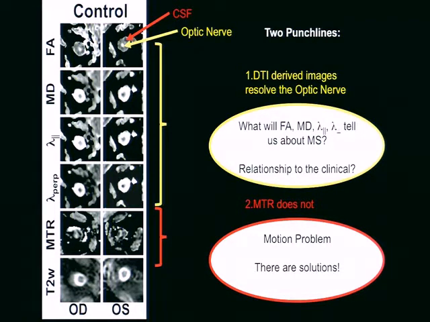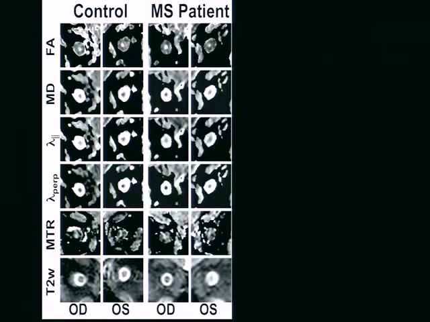So what we want to ask is, what are these parameters going to tell us about the relationship to the clinical? The MT problem that we have is motion. We've recently begun to address this, but I still leave this in just for an impression of what are some of the problems that face us with the optic nerve.